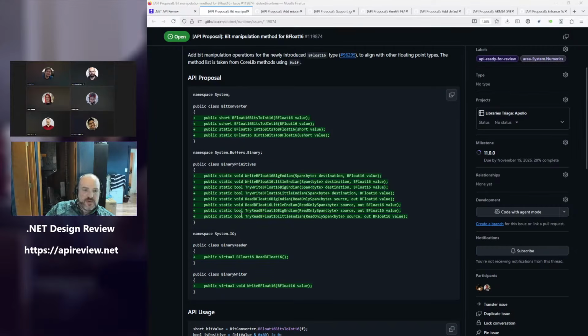Okay. But we think the reads, writes, and try writes on binary primitives are good. Yeah, they follow the existing convention, and that's kind of the most foundational performant way to do that today. Okay, but again, binary primitives predated the math interfaces and moving things around. Should new code really be pulling from binary primitives, or should new code be pulling from bfloat16 dot write little endian?